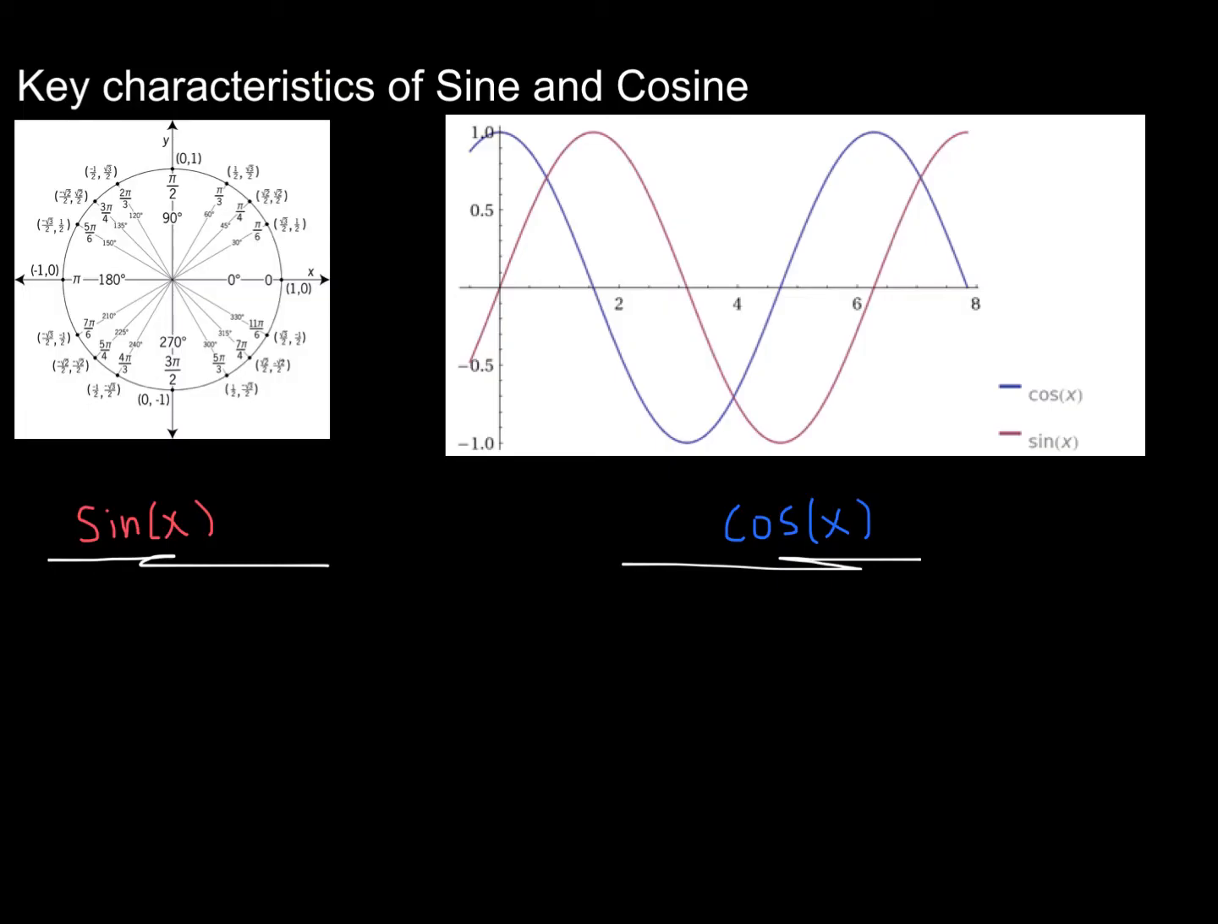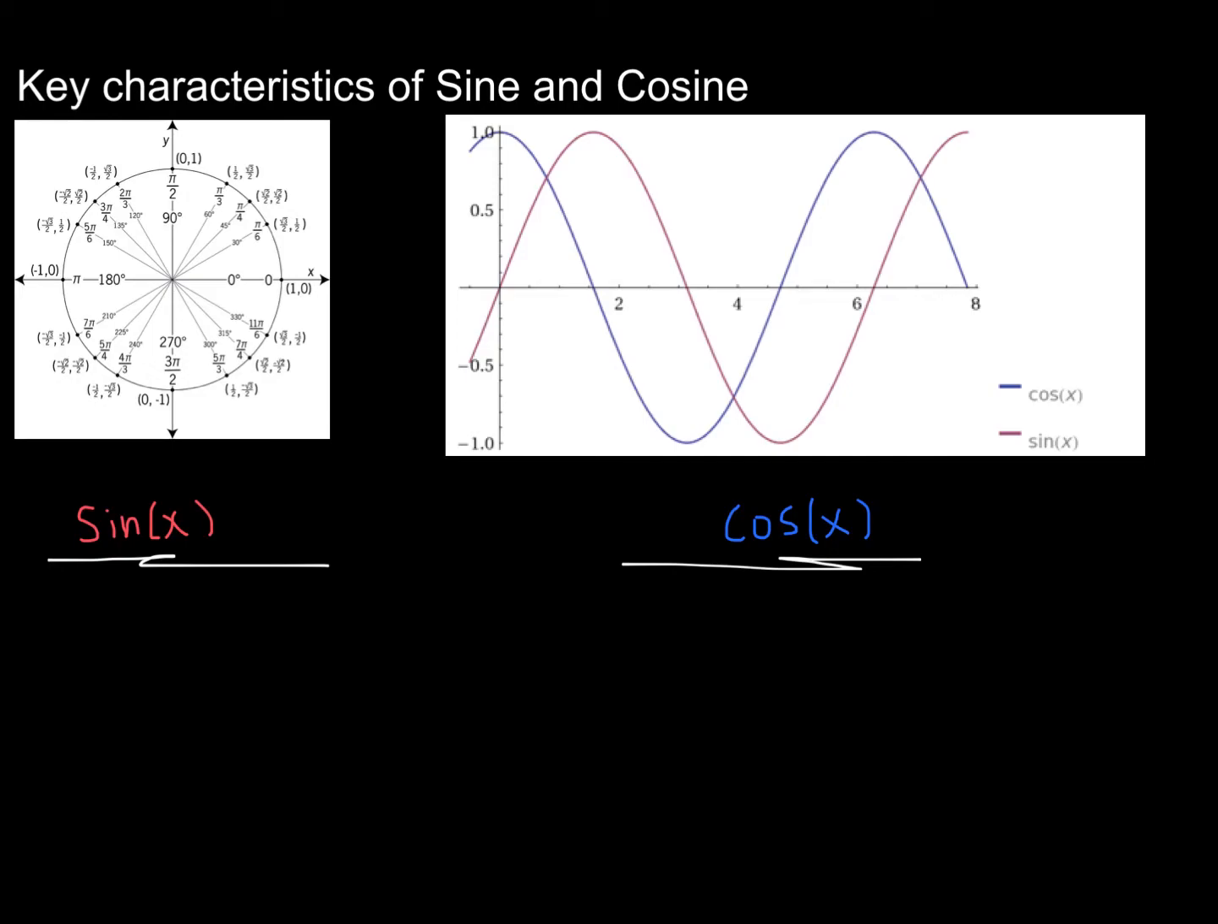Okay, so what I want us to do is pick apart sine and cosine and really dig down into the key characteristics that are unique to both sine and cosine. Looking here at the graph of the parent functions, cosine is in blue and sine of x is in red. Try and write down some of the key characteristics that are unique to both sine of x and cosine of x.